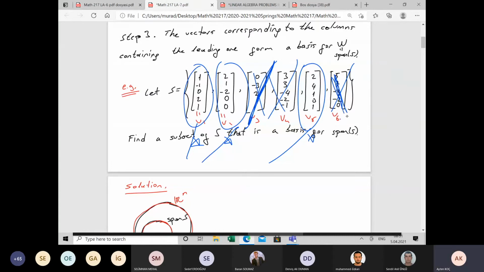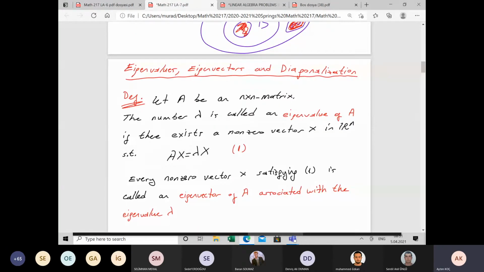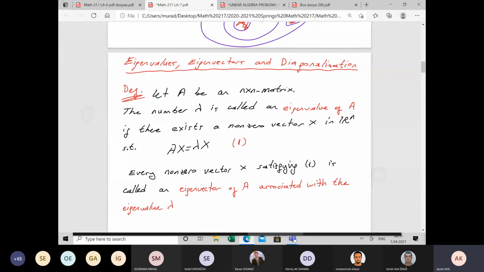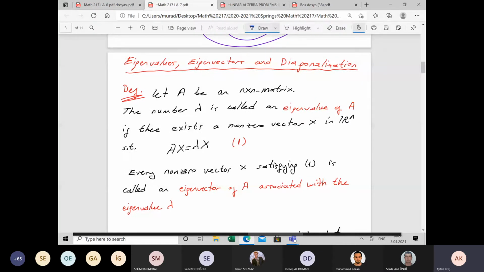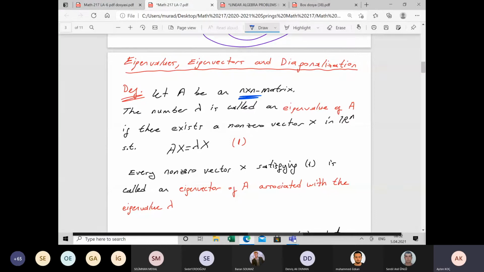Okay, no question. Now, let's give the important subject: eigenvalues and eigenvectors. Is that okay? So, what does it mean? Be careful here: our matrix should be a square matrix. To mention eigenvalues, eigenvectors and diagonalization, we take a square matrix. For example, n by n. And the number lambda is okay here.